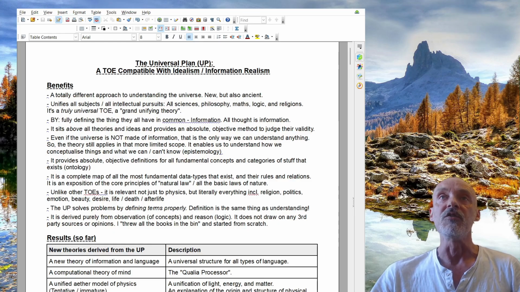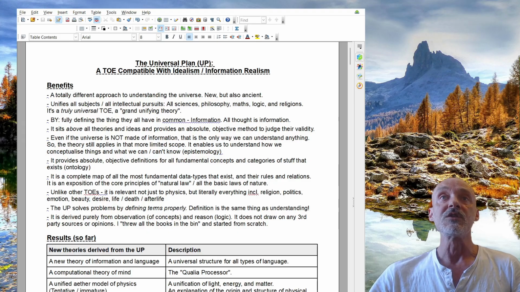It is a grand unifying theory because it unifies all topics under one system. And it does this by fully defining the thing that they all have in common, which is information. All thought, all theories, all intellectual pursuits are made of information. And the UP works by explaining how information works. So the UP sits above all other theories and ideas. It provides an absolute objective method to judge their validity. It is the master key to the universe.